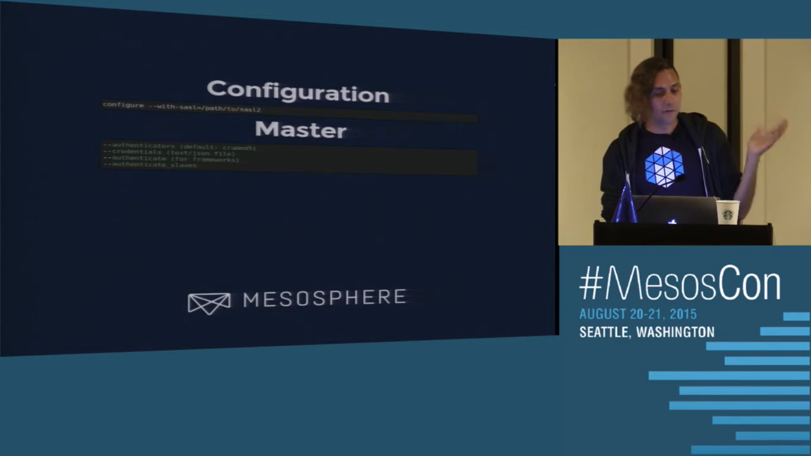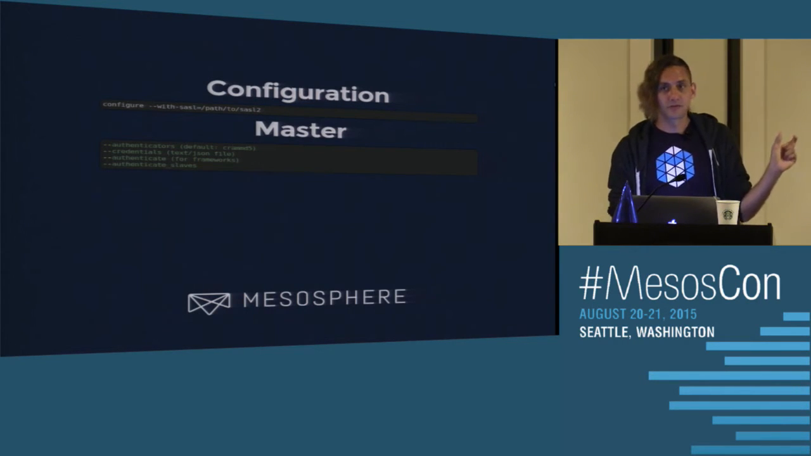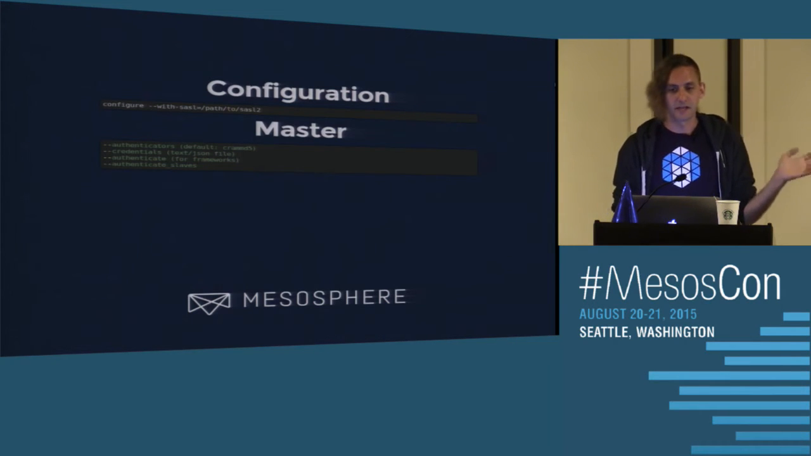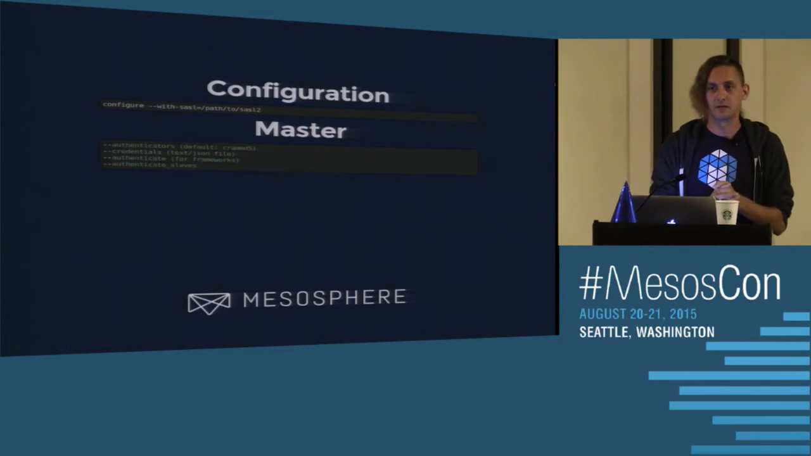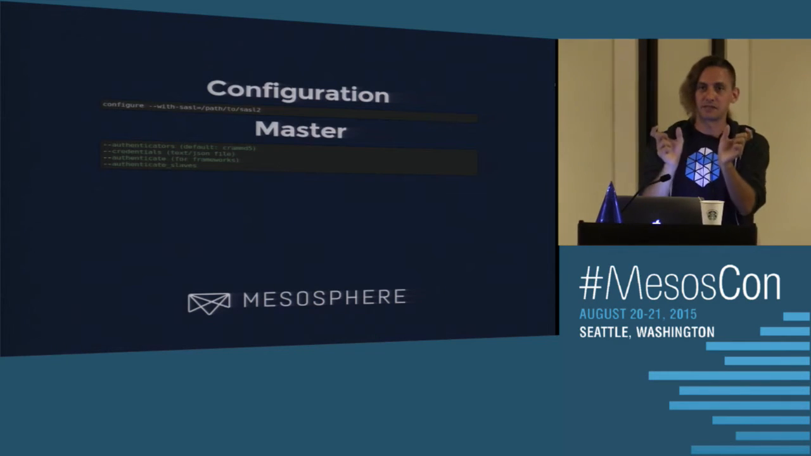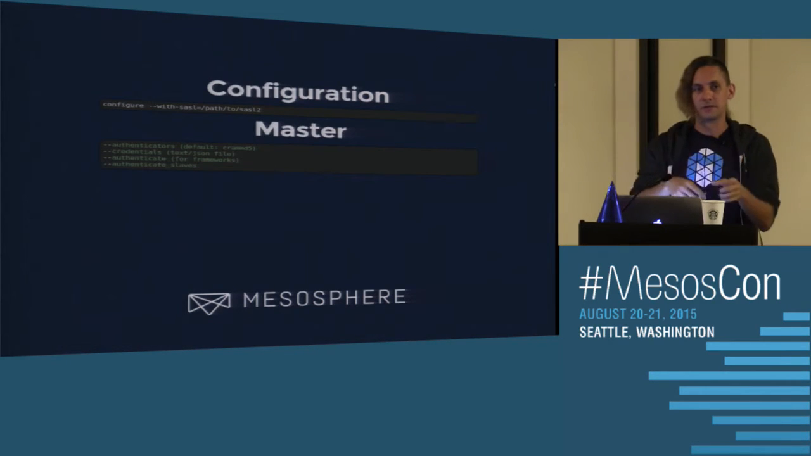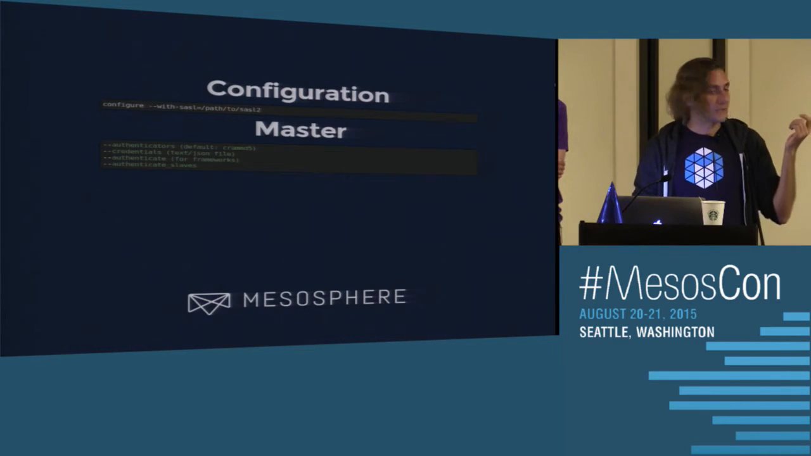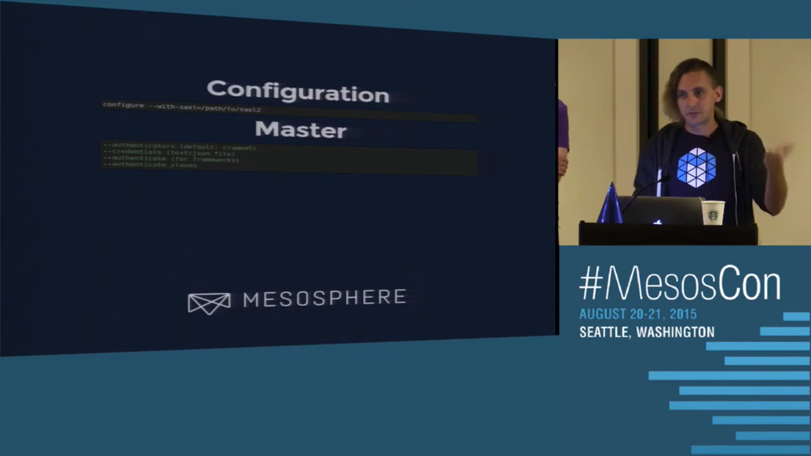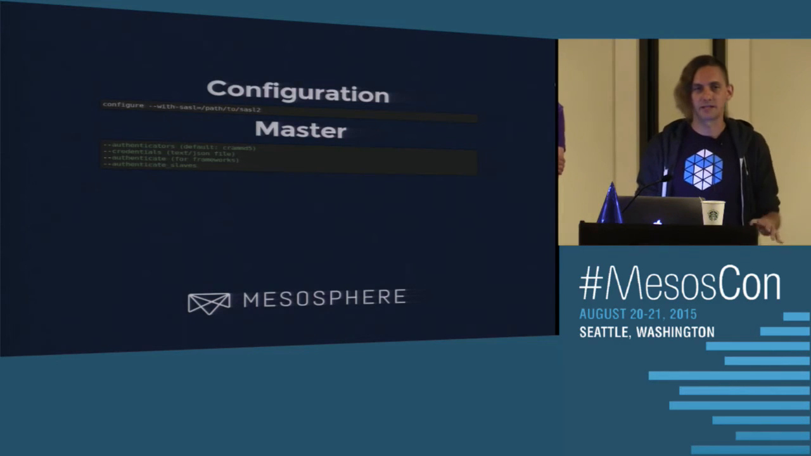The important thing for the CRAM-MD5 authenticator is the --credentials flag. So on the master, you're specifying a path to a file that holds all the username password pairs. It's one pair per line, and it's just a space delimited username, space, password, new line, next, next. And that's a generic list for all the potential credentials. So if you're adding HTTP users, slave principals, agent principals, or framework principals, they can all go into that same file, and then you can use ACLs to distinguish which one can be used for which.